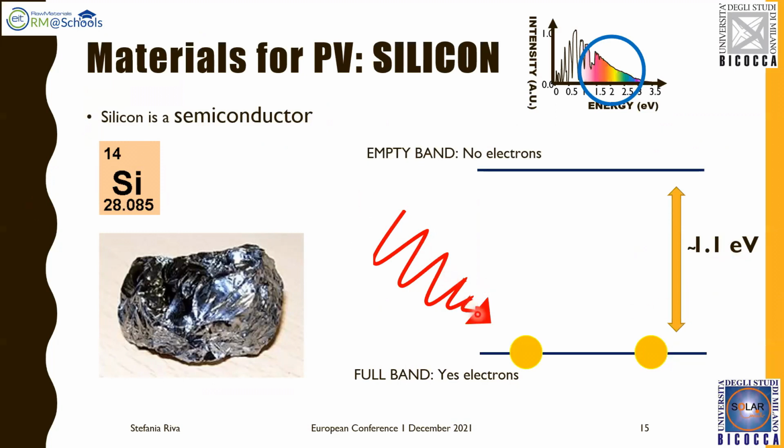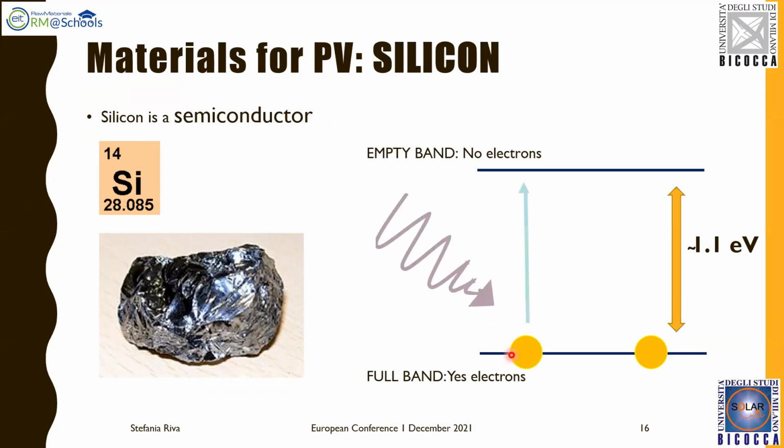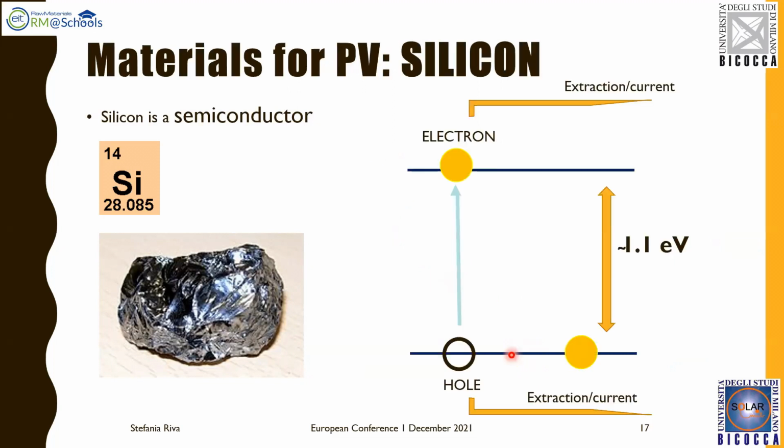Here we have a photon, and the photon shines on the electron. When this happens, the electron absorbs the light from the photon, and the electron is excited from the full band to the empty band. There is a process called charge separation, where the electron goes into the empty band, and there is a vacancy. This vacancy is called a hole. And the electron here can be extracted to produce current, and so electricity.